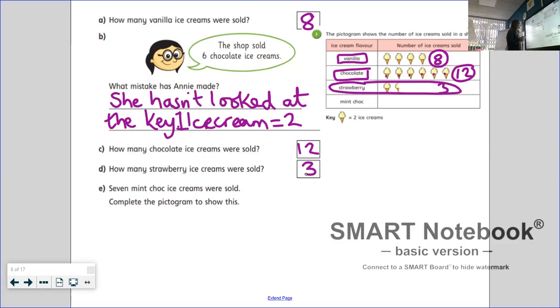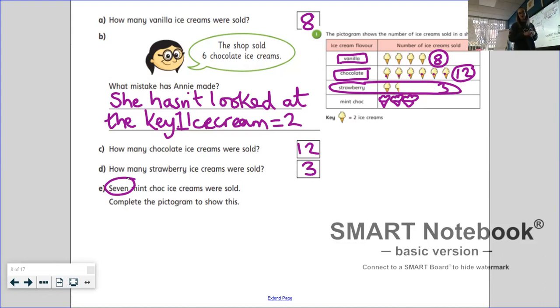Complete the pictogram to show 7 mint choc chip ice creams were sold. Oh, I love mint choc chip. So 7 of them. But 1 ice cream equals 2. So I'm going to draw 1. So that's 2, 4, 6. But I want 7. Look, 7. So what sort of picture do I need to draw now?